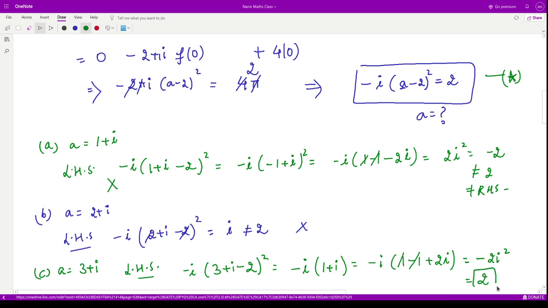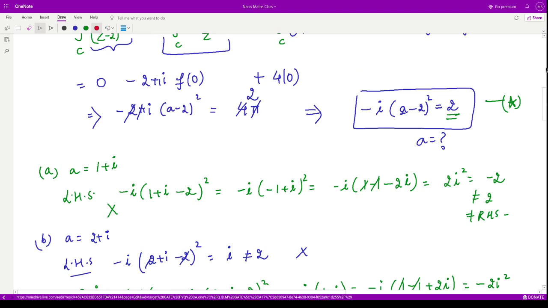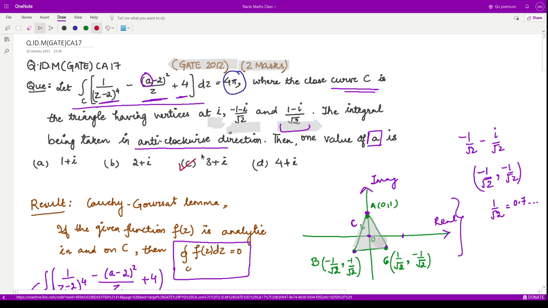Now this matches with the right hand side in the equation star. So this is equivalent to the right hand side of star. So we can conclude from here that a equal to 3 plus iota gives you the correct answer. So we conclude that option C is the correct option. I hope you understood the question. Well, that is it for this video. Thank you for watching.